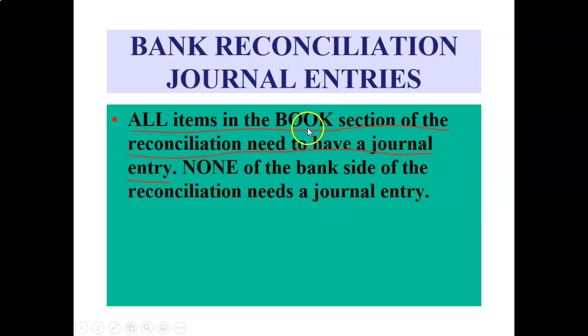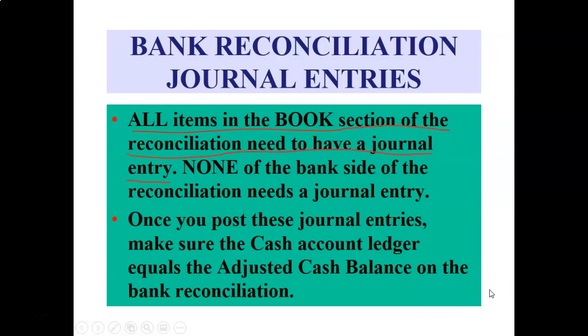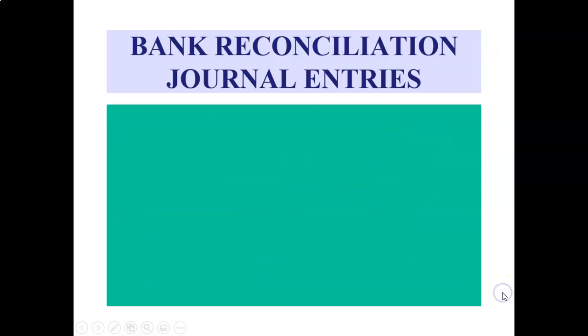We need to get the books from the 3,800 that they're sitting at right now down to the 3,258. Once we post those journal entries in the ledger, then our cash account ledger should equal that adjusted true balance on the bank rec. If it doesn't, then maybe we messed up one of these journal entries. We need to fix it. Okay, by the time we get done posting, it should equal in our ledger 3,258 for the cash account. We also need to fix our check register so that it also equals 3,258.